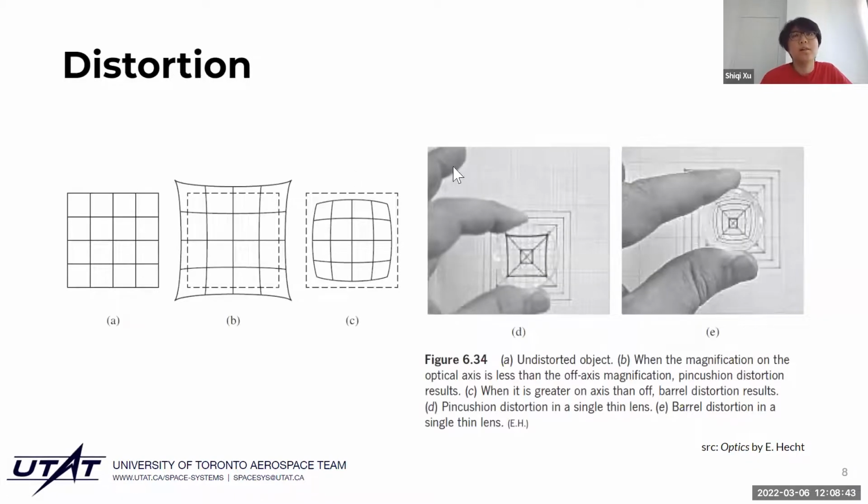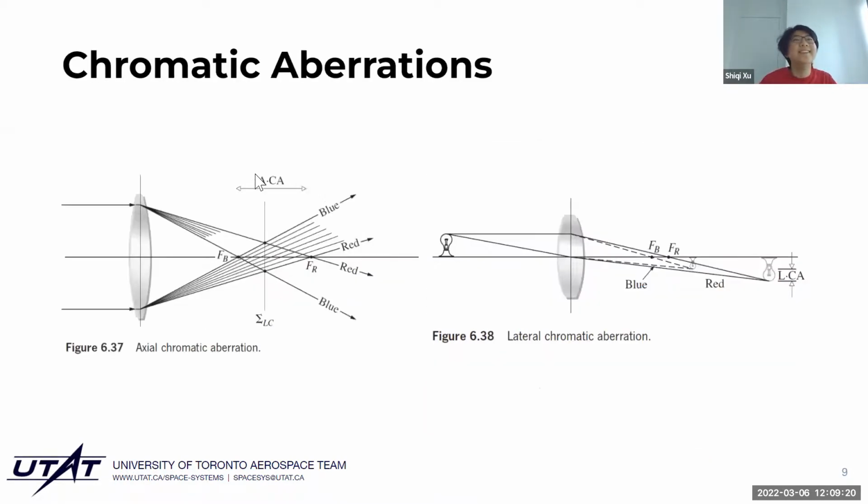Distortion is the last of the 5 primary aberrations. Oh shoot, I'm running short on time. So this is an undistorted object, and you're looking at this with an optical imaging system. The two most common types of distortion are pincushion, where it's squished together, and barrel, where it's fatter in the center. Yeah, okay, I'm gonna glaze over that.